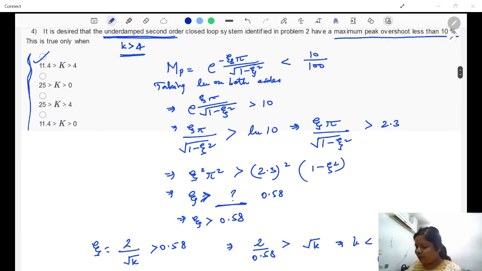Do expect this type of question everywhere, where you're supposed to find some relation between performance specifications, like rise time, settling time, and maximum peak overshoot. All of these, as you know very well, are dependent on zeta or omega n. You might have a transfer function given from which you determine zeta and omega n, and then plug them into the formula for maximum peak overshoot, settling time or rise time, and evaluate those parameters. So this is a sort of important question.